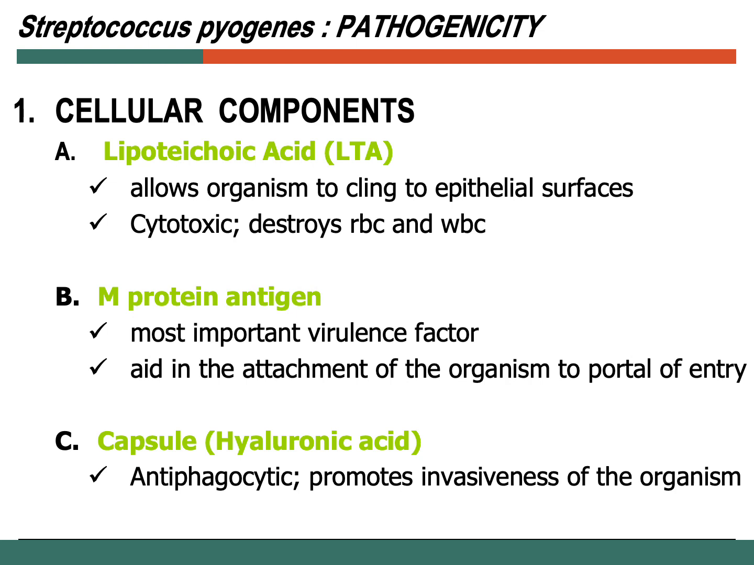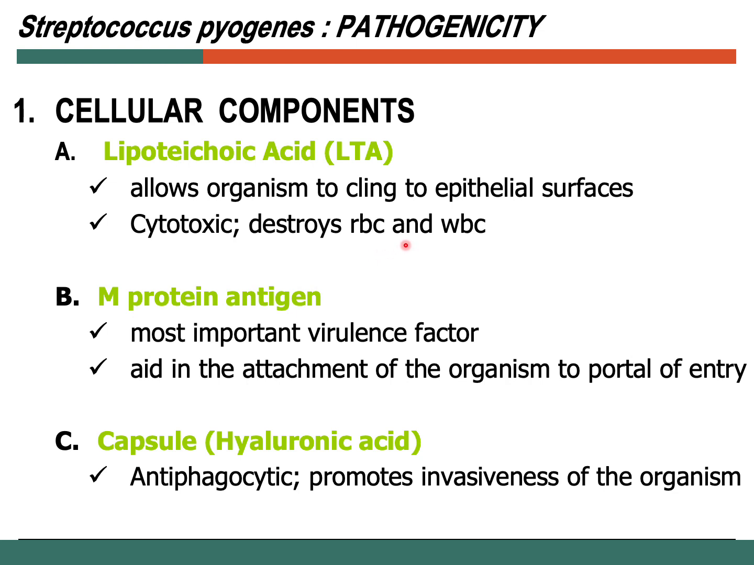So aside from the antigenic structure, you also have the cellular components. You have the lipoteichoic acid. Your lipoteichoic acid allows the organism to cling to the epithelial surfaces, and it has a cytotoxic effect which destroys both RBCs and WBCs. Okay?